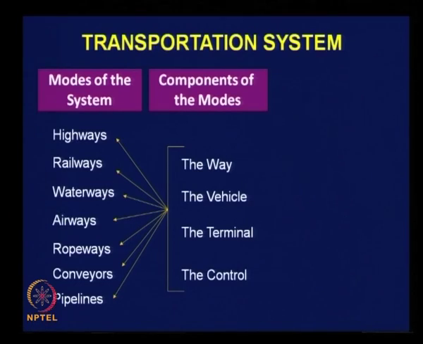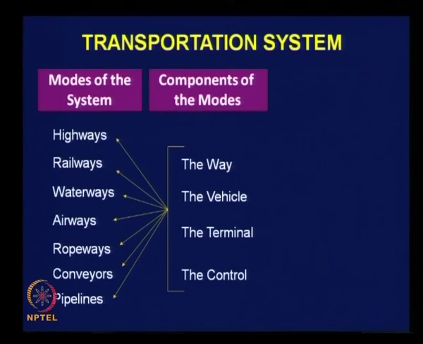How about ropeways? Can you identify the way in ropeway transportation? The rope itself is the way, constituting the way as far as this particular mode is concerned. Conveyors could be belt conveyors or sometimes bucket conveyors. Where do we make use of conveyors as a mode of transportation? Yeah, big factories and mining areas. It is used as a very effective mode of transportation to transport bulk commodities over short distances.